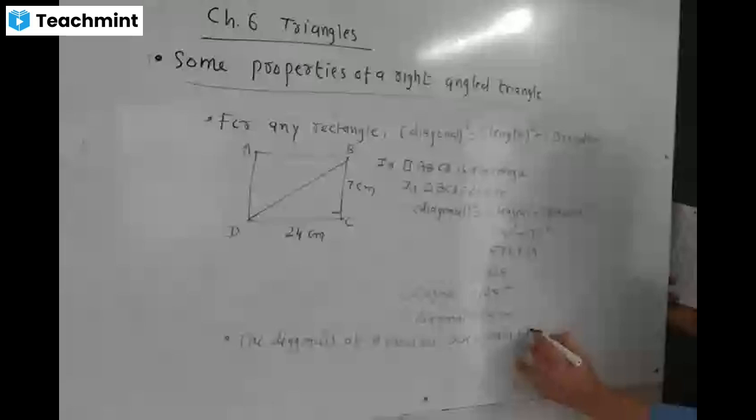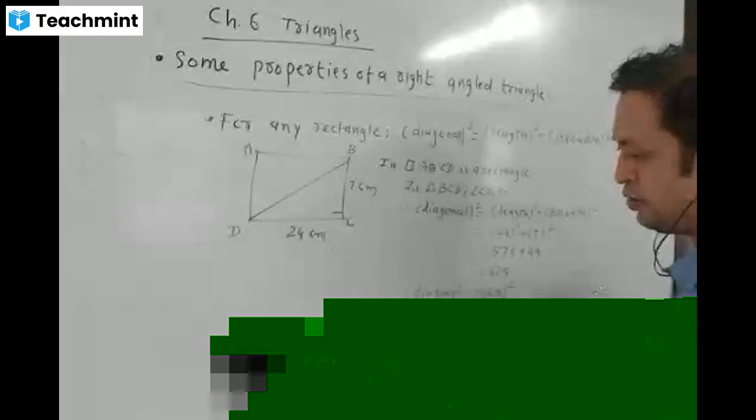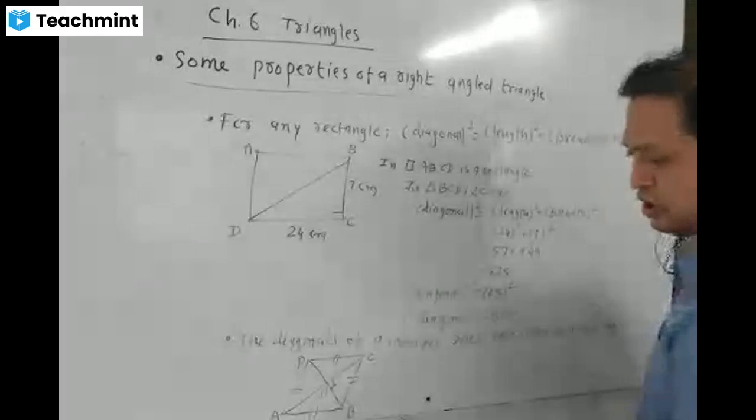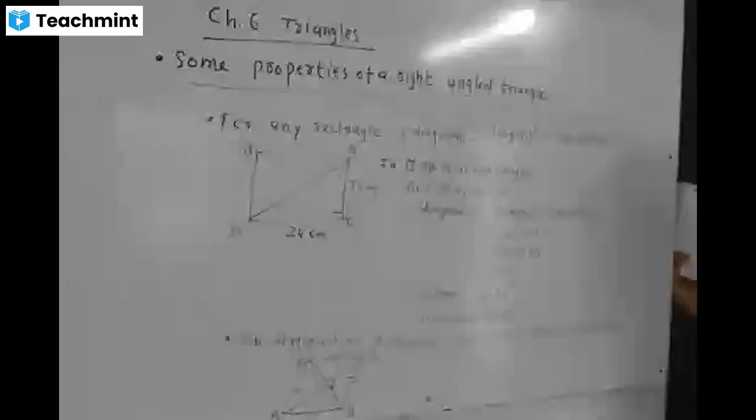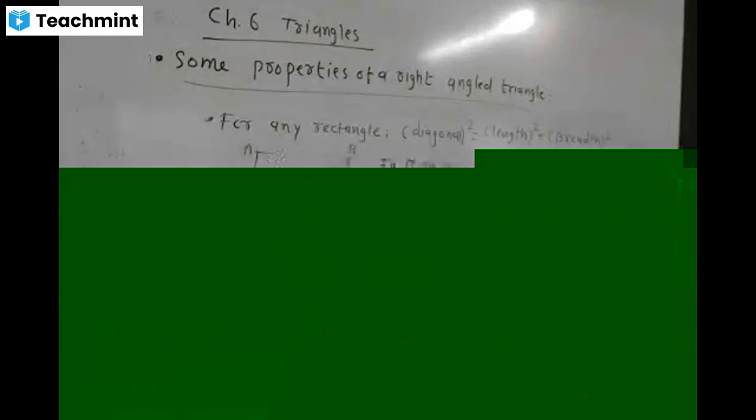In a parallelogram, if all sides are equal, it is called a rhombus. AB, BC, CD and DA are equal, and AC and BD, both diagonals, intersect at a right angle. Angle BOC, angle AOB, angle AOD and angle COD are each 90 degrees.